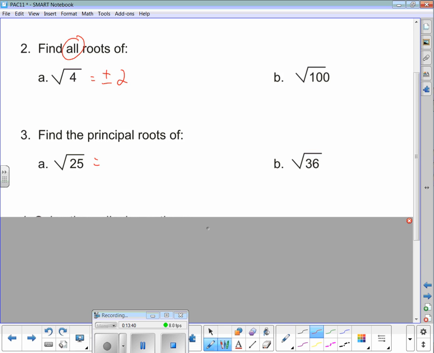A lot of times when they ask you for the answer to the root, Adriana, can you get my door for me?